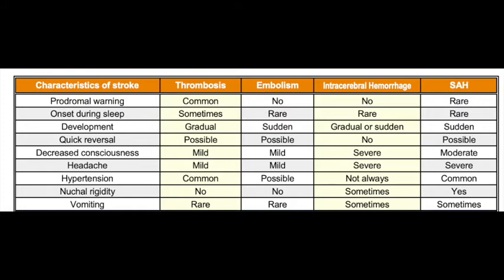Next, we have our intracerebral hemorrhage, so we're going to have a bleed within the brain. This has no warning symptoms. The onset during sleep is rare, and the development could either be gradual or sudden. So we could have an aneurysm, and the patient just has a rapid rise in their ICP, and they have a hemorrhagic stroke. Again, this could also be gradual. We could have a patient that has a slow bleed and that ICP is rising very slowly.